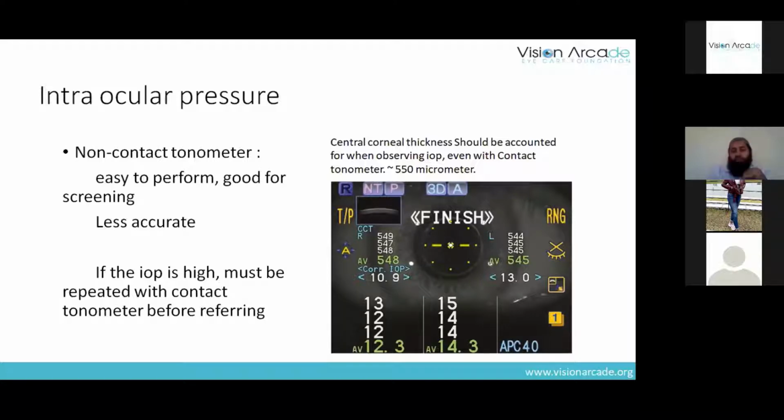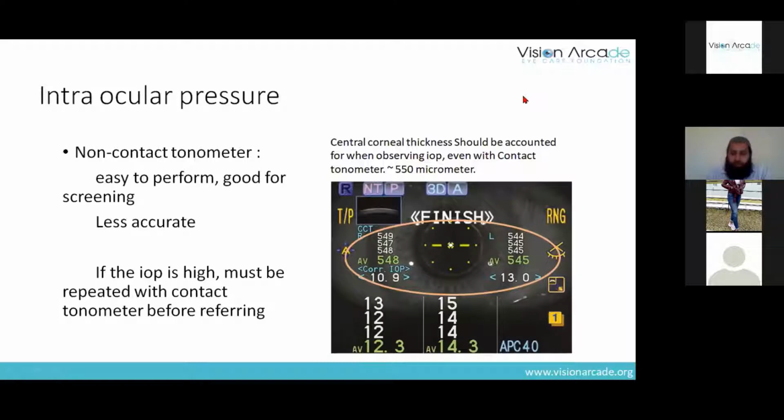With this machine, you've got a few other numbers, which are the results of pachymetry. What it does is give you an average thickness of the central cornea, at 548 in the right eye and 545 average in the other eye.